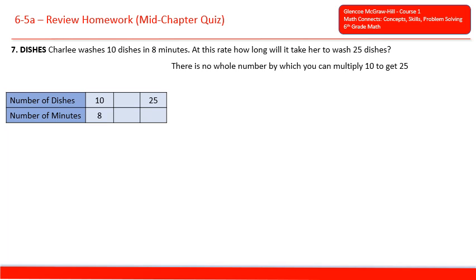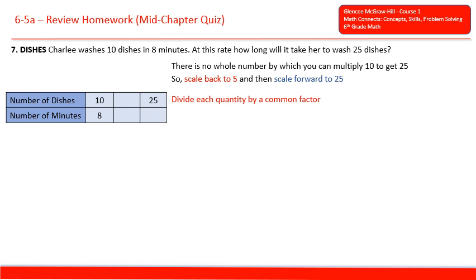There is no whole number by which you can multiply 10 to get 25, right? We could do 2.5, but we're looking for intervals here. So what we're going to do is go backwards in order to go forwards. Hopefully you remember that from earlier in this chapter. So we're going to go from 10 to 5, and then we'll scale forward to 25.